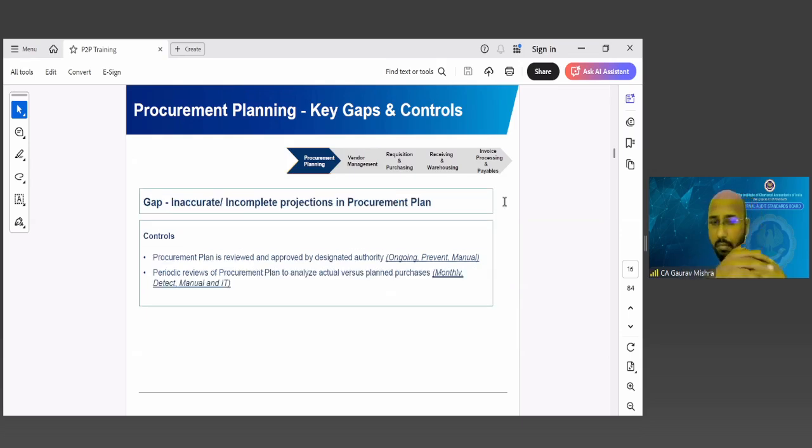Now coming to the part, another gap is inaccurate or incomplete projection of the procurement plan, which we already discussed. The control is that the procurement plan is reviewed and approved by the designated authority. The second thing is, in the normal industry, or in my case the steel industry, every day there is a demand forecasting meeting where they discuss whatever items we require, whether all the items have been procured or not, what the variations are between budget versus actuals plan, what the situation is, and whether there is any change of plan. All these things we need to discuss or implement as part of the control procedures.